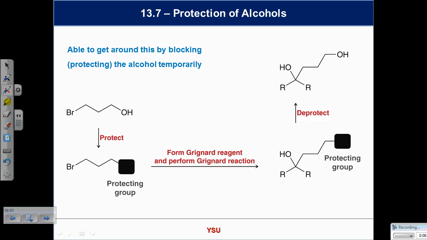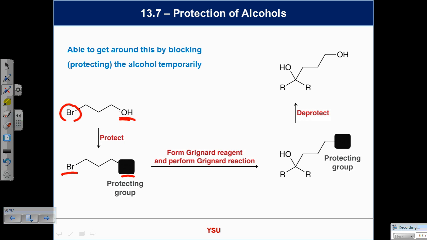So here's the key. We want to produce a Grignard reagent at this end of the molecule. But the starting material we have access to has an acidic functional group inside that molecule. If you were to put simply MgBr here, that carbon, which is now negative, will go after the proton on the alcohol. You cannot do that. It just kills the reagent. It's not going to do anything useful. So what we need to do is to get rid of the OH group temporarily. And that's where the black box comes in.